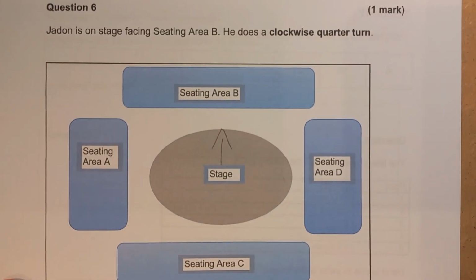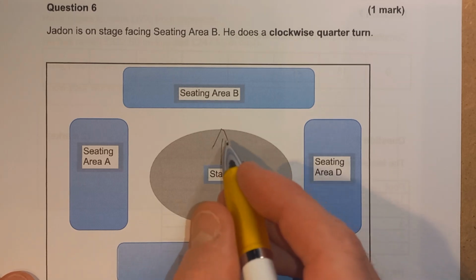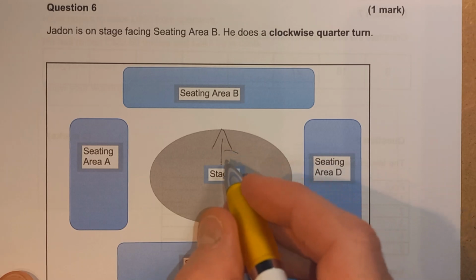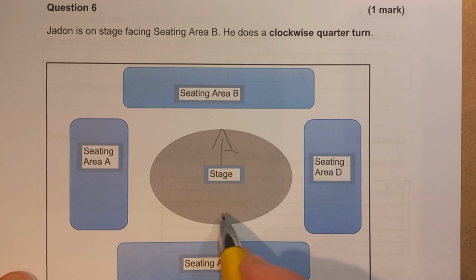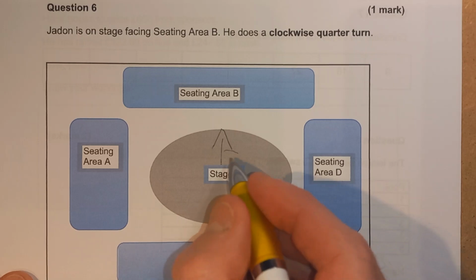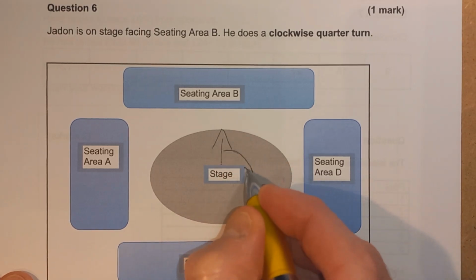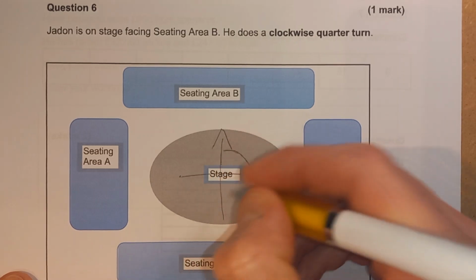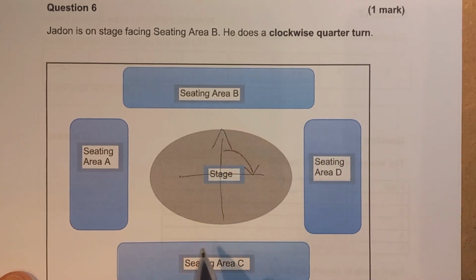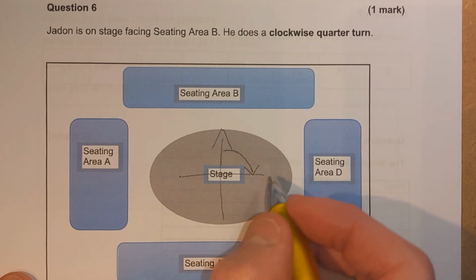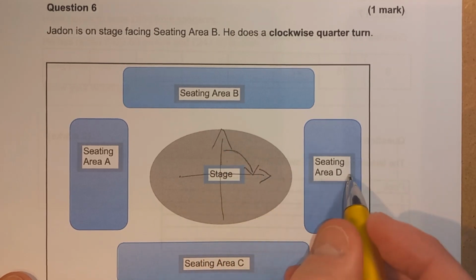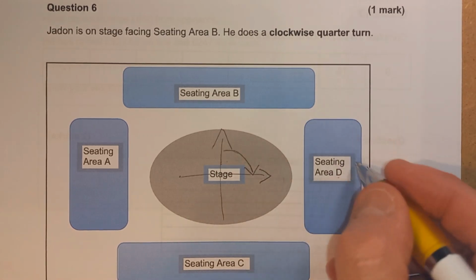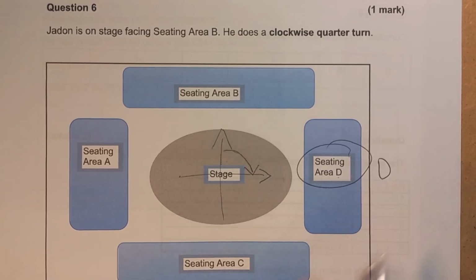Okay. So he does a clockwise turn. Well, the clock goes this way, so it's going to be a clockwise turn, and it's a quarter turn. Well, a half turn would be going all the way around so he faces the opposite direction. So a quarter turn is going to be to here. Because if you think of this as like a big circle, we've got 1, 2, 3, 4 quarters. So a quarter turn means he's now going to be facing this way, which is seating area D. There we go.